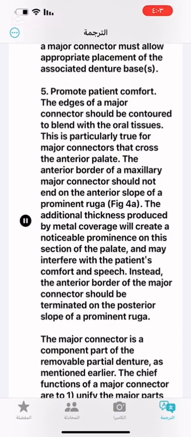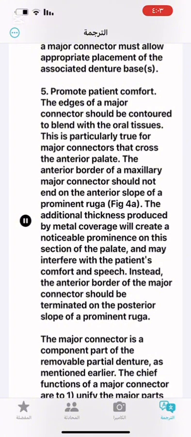8. Major connectors should be located and relieved to prevent impingement of tissue that occurs because the distal extension denture rotates in function in the mandible. Characteristics of major connectors that contribute to the maintenance of health of the oral environment and the well-being of the patient may be listed as follows. 1. Made from an alloy compatible with oral tissue.